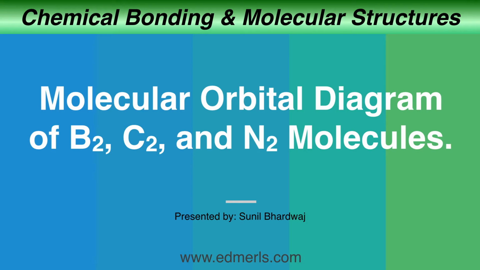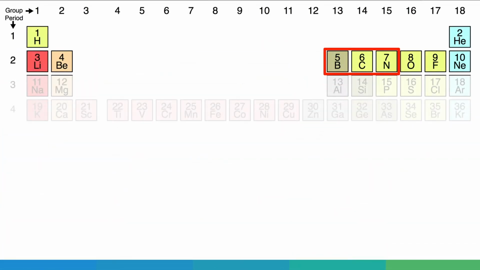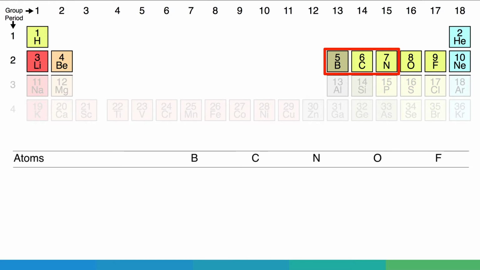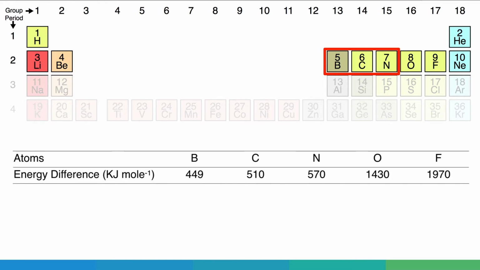Molecular orbital diagram of boron, carbon and nitrogen molecules. From the periodic table, as we have already discussed, the molecular orbital diagram of diatomic molecules of the first two periods, starting from hydrogen to neon, only three atoms are remaining, and they are boron, carbon and nitrogen. These three atoms are very special, as in this case there is mixing of 2s and 2p orbitals.